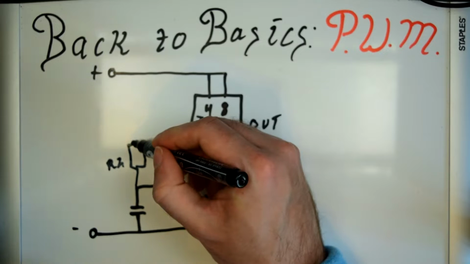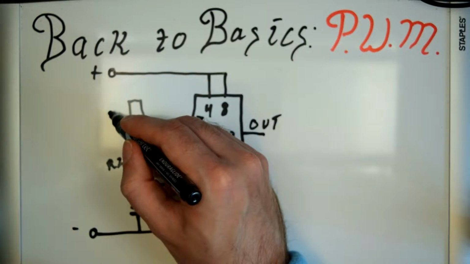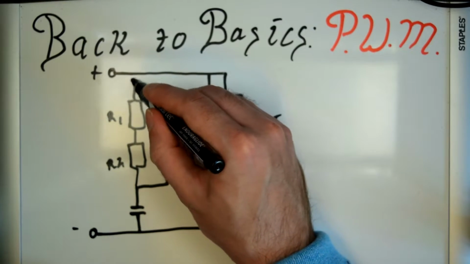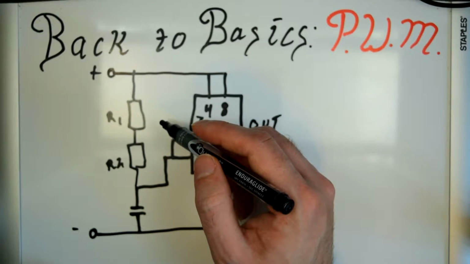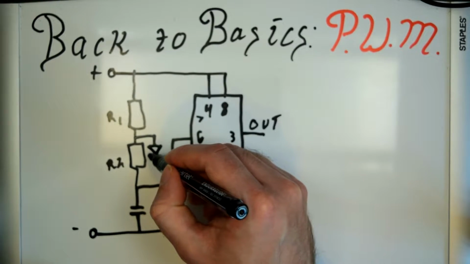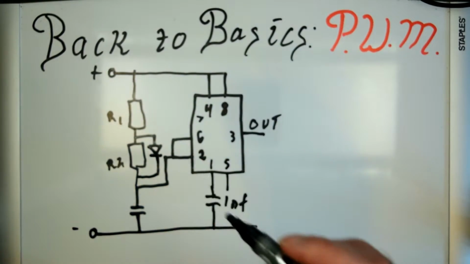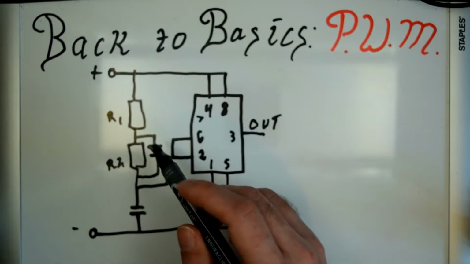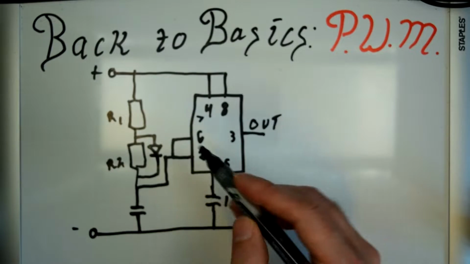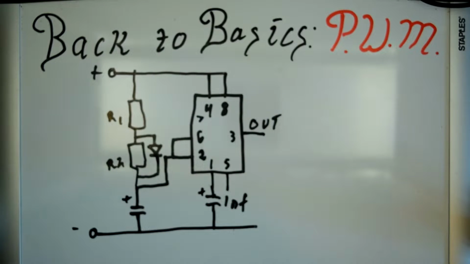R2, R1, and then across R2 we have some sort of diode. If you're doing high-speed pulse width modulation, you need a fast recovery diode. Oh, let's see, am I missing anything? Nope. So that's what a pulse width modulator looks like with a 555 timer.